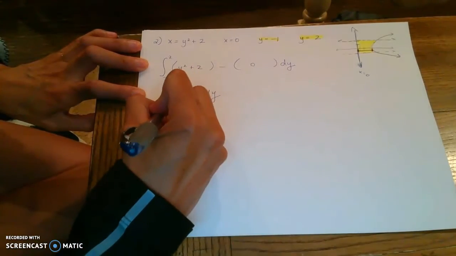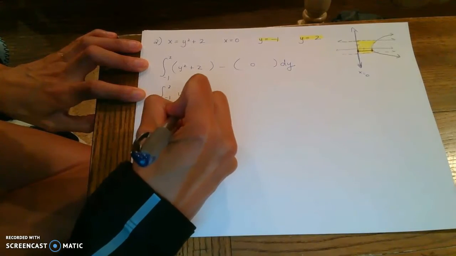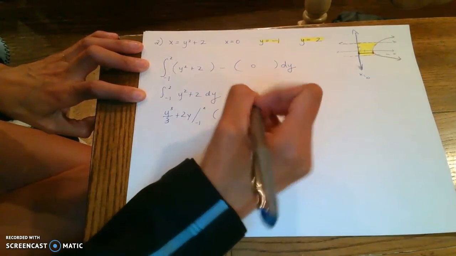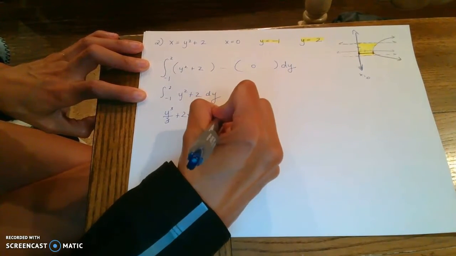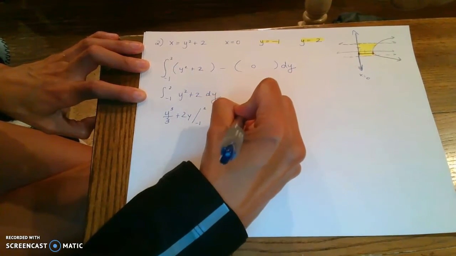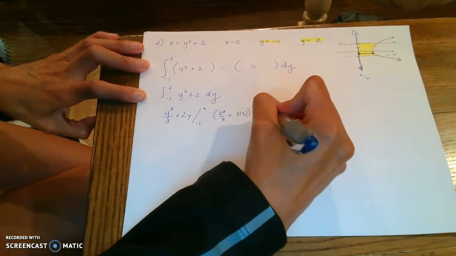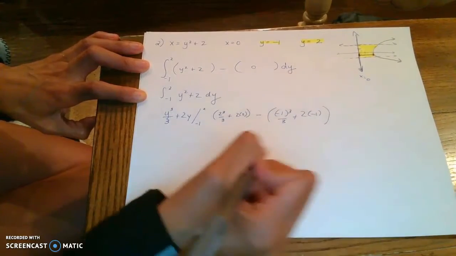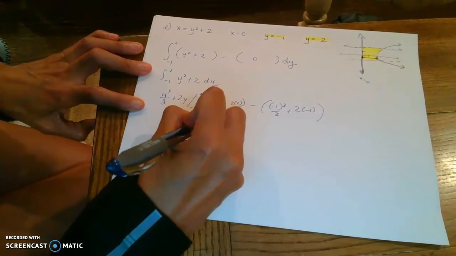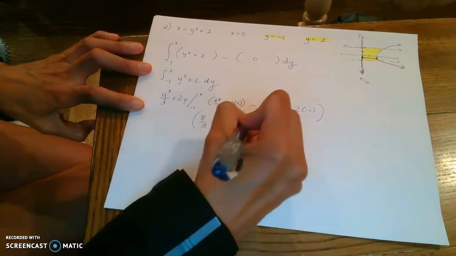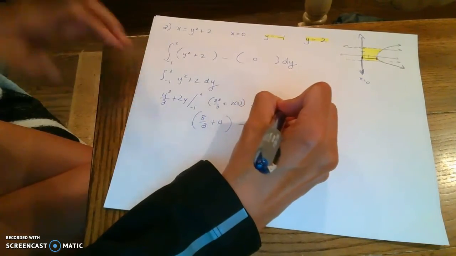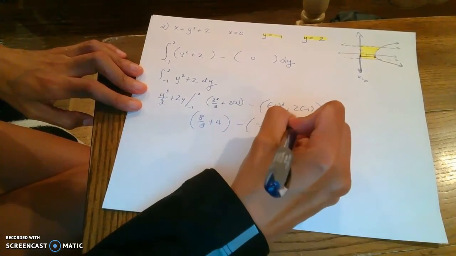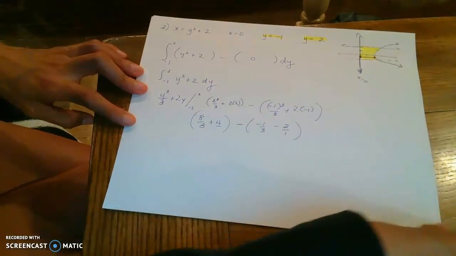And so when I integrate, it just becomes y to the third over 3 plus 2y, and we're going to do the FTC, upper bound first. So it's going to be 2 cubed over 3 plus 2 times 2, minus negative 1 cubed over 3 plus 2 times negative 1. And so when I clean that up, I get 8/3 plus 4 minus, and negative 1 cubed is negative 1/3, minus 2.